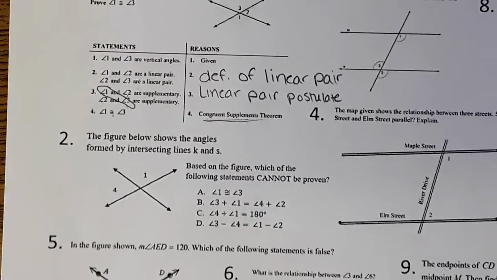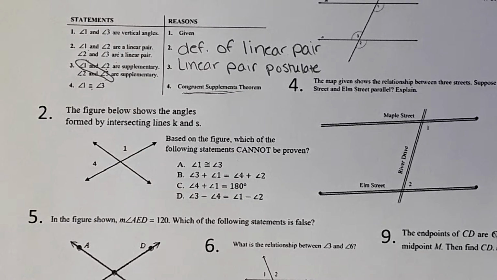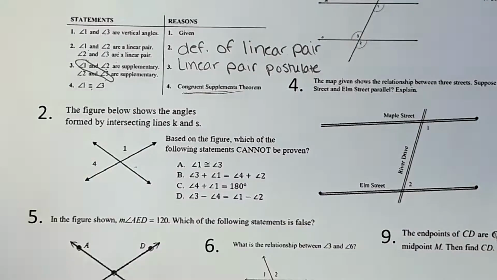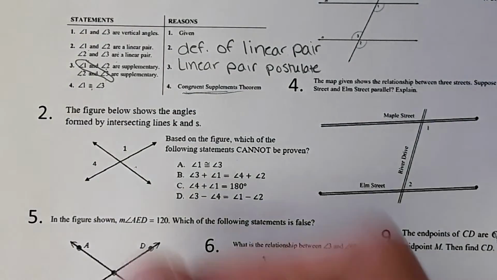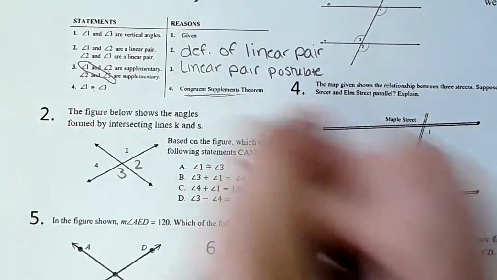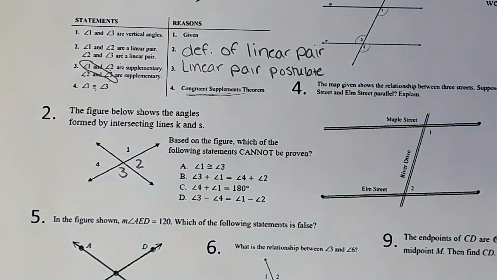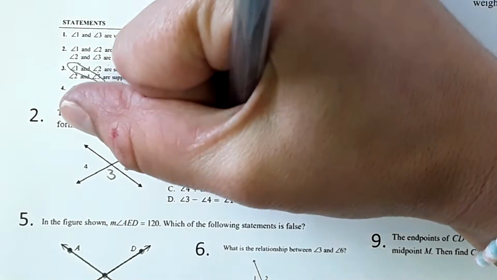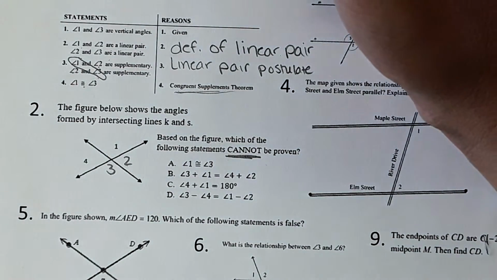Okay, number 2. The figure below shows the angles formed by intersecting lines K and S. There is one thing that I forgot to copy paste over here, and that is the angle measures here. So this is angle 2 and this is 3. So just fill that in, pretend that it was always there. Okay, so it says, based on the figure, which of the following statements cannot be proven based on the picture?